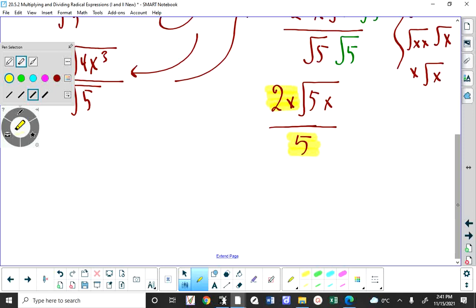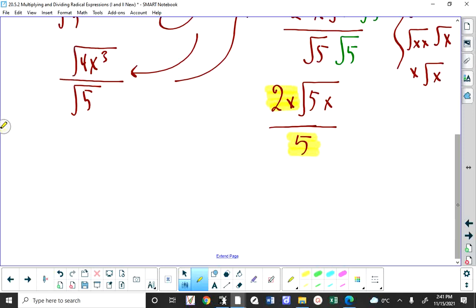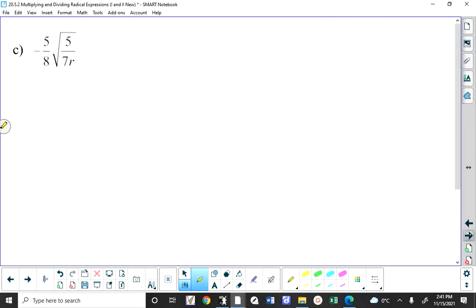Are any radicals that are there simplifiable? Can you simplify root 5x? No. All right. C. Well, let's just rewrite this as negative 5 root 5 over 8 root 7r.